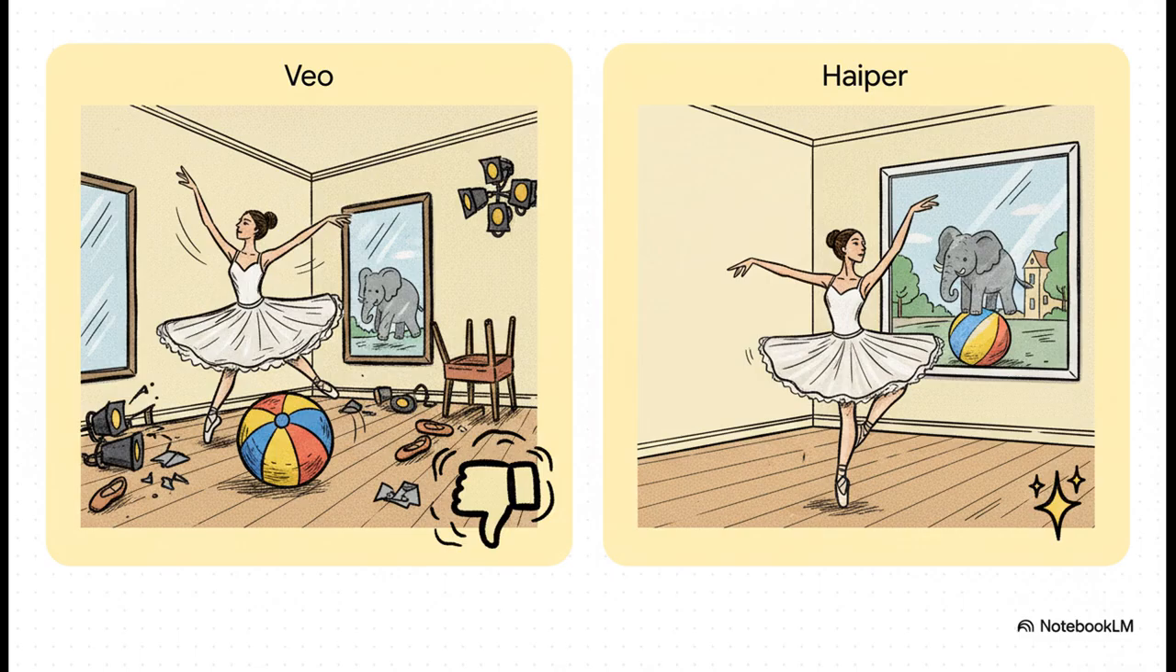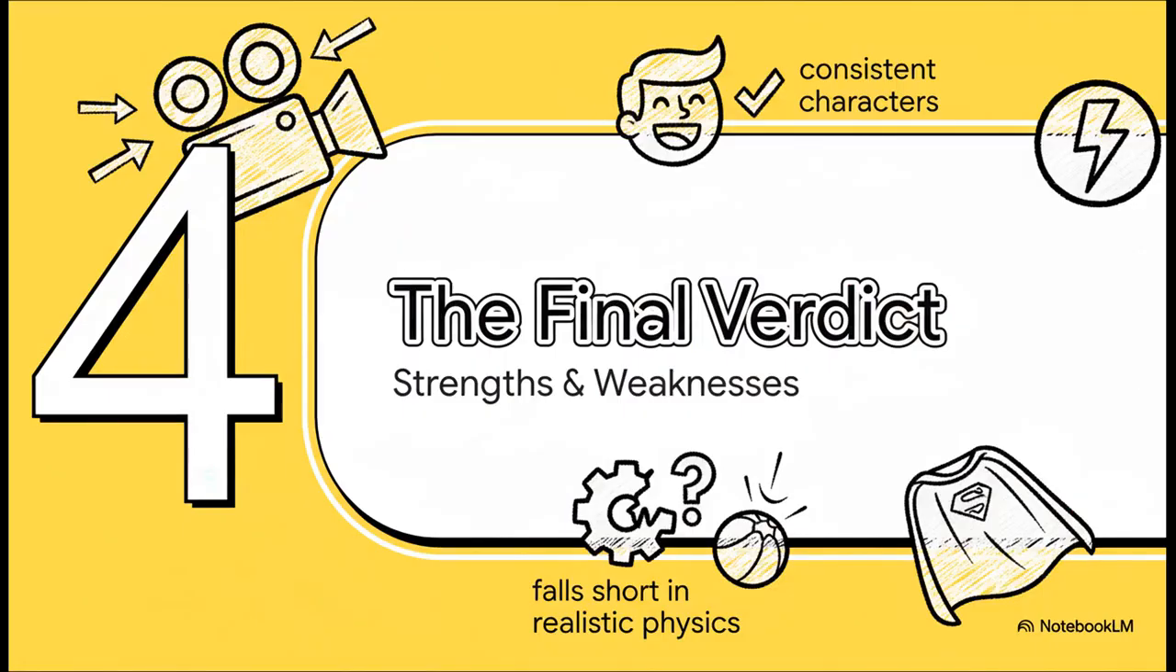Veo failed on almost every single point. The face was a mess, the physics were wrong, the elephant was in the wrong place. And then you see Hyper 2's attempt, and it's just astounding. It nailed all the complex details perfectly. So, after all those tests, what's the bottom line?